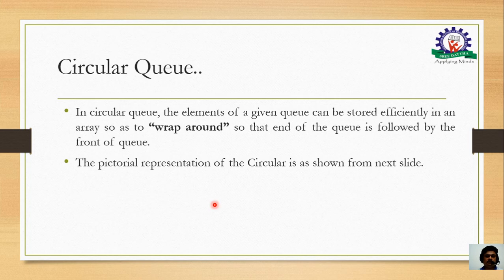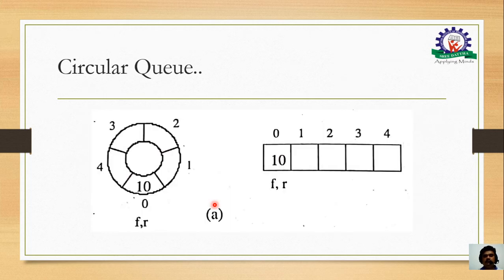The elements of the given queue can be stored efficiently in an array. We are implementing the circular queue with an array, imagining it wrapped around in the form of a circle, so that the end of the queue is followed by the front of the queue. Don't worry, the pictorial representation of the circular queue is given in the next slide. This is the circular queue you are observing on the screen.